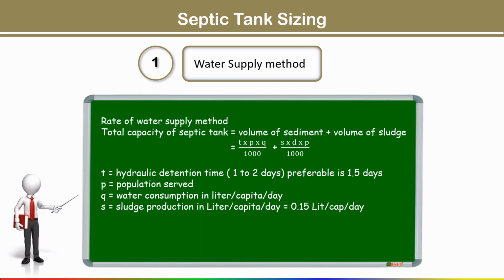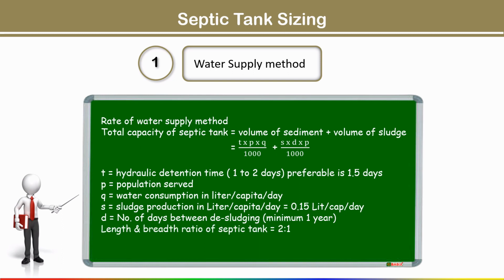Small s is sludge production in liter per capita per day. How much do we have to take? As per standard, we take sludge production as 0.15 liter per capita per day. And small d is the number of days between desludging. The minimum desludging time is 1 year. Based on these values you put them in this equation, and you will get the total capacity of the septic tank.